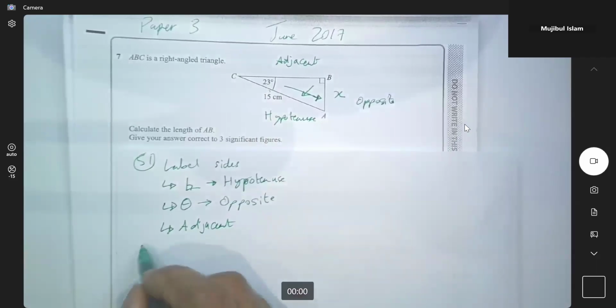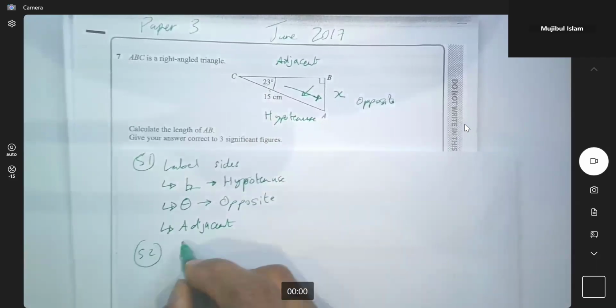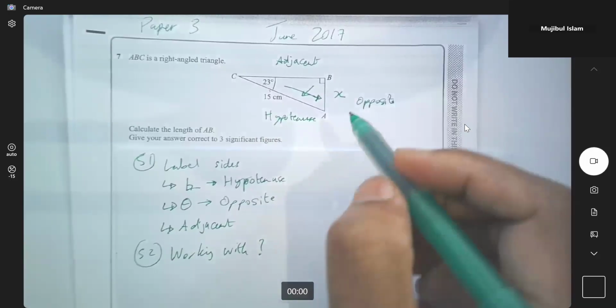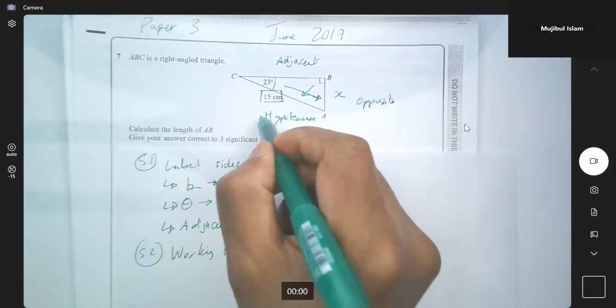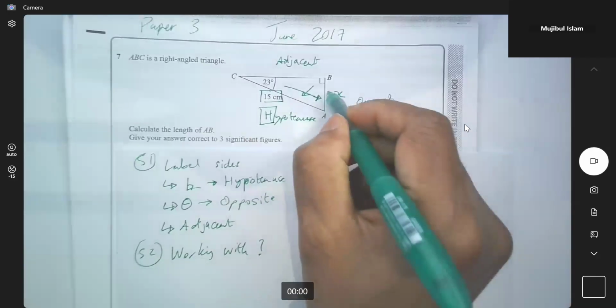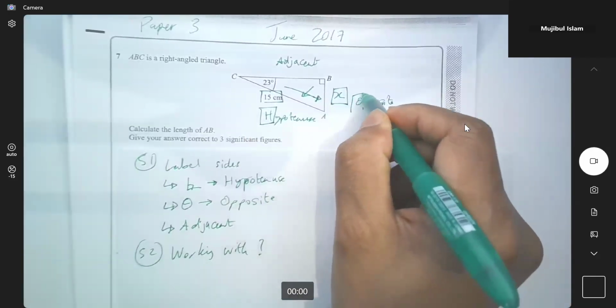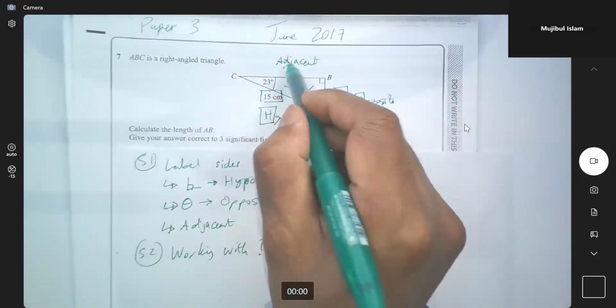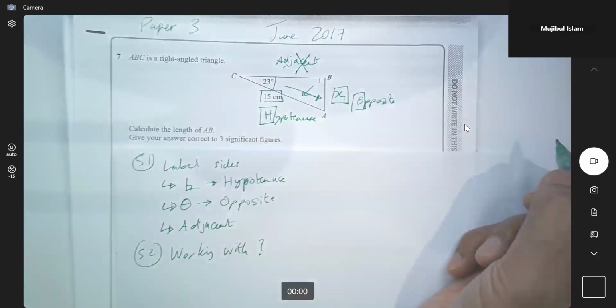Okay, so I've labeled my sides. Step 2 is: what am I working with? I've got 15 here, so I'm working with hypotenuse. I've got x here, so I'm working with opposite. X is opposite. Adjacent, I have nothing there, so I'm not working with that.